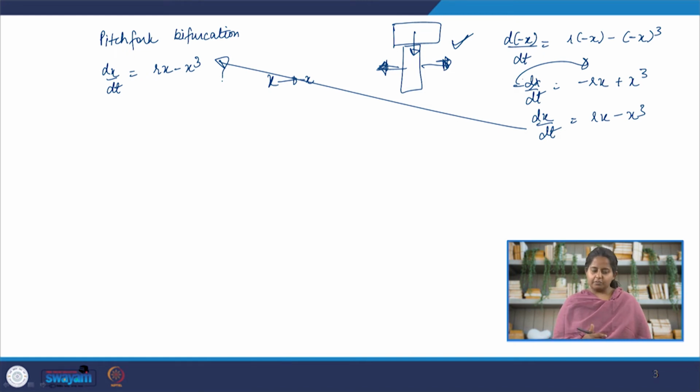So, if I look at this system, I can say it may go through pitchfork bifurcation. So, let's figure it out. To figure out the behavior of this system as I change the parameter, first I need to find the fixed points. To do that, dx by dt is set equal to 0.